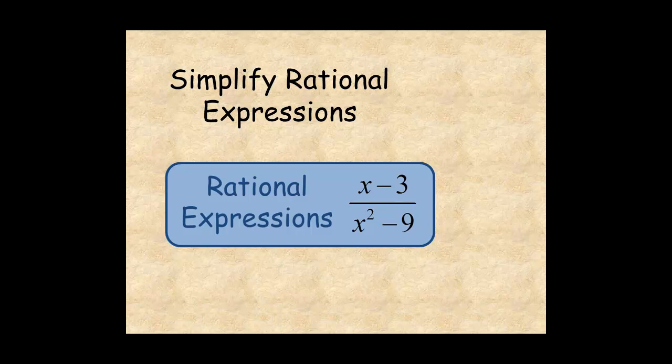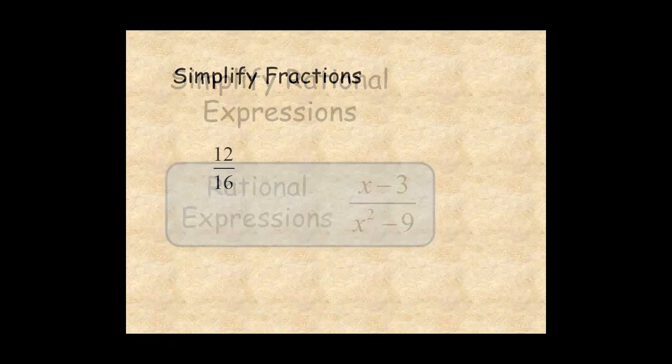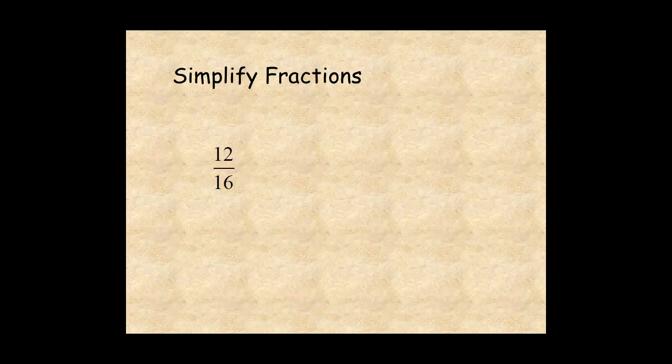This lesson shows how to simplify rational expressions. To simplify the fraction 12 over 16, you factor the numerator, factor the denominator, cancel the common factor of 4, and the result is 3 over 4.